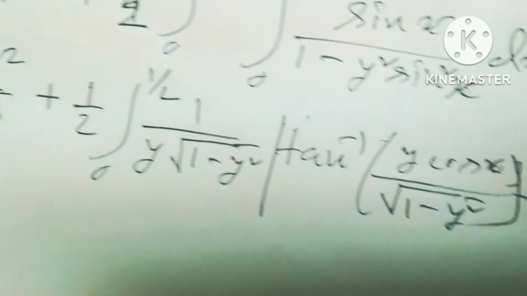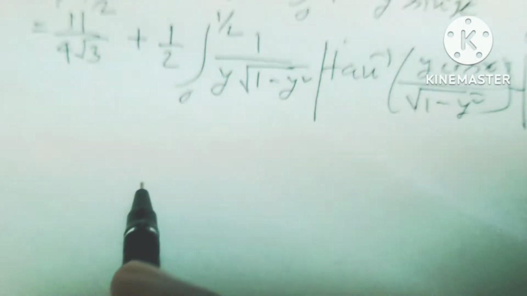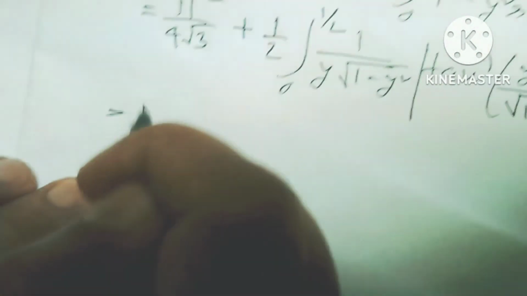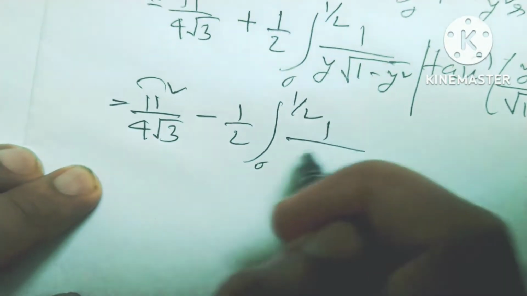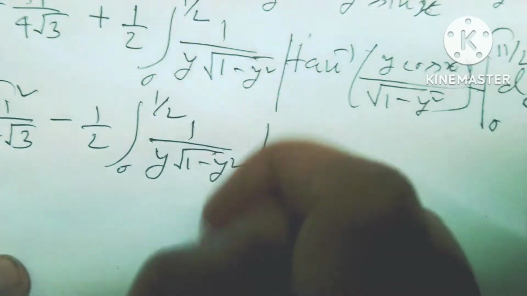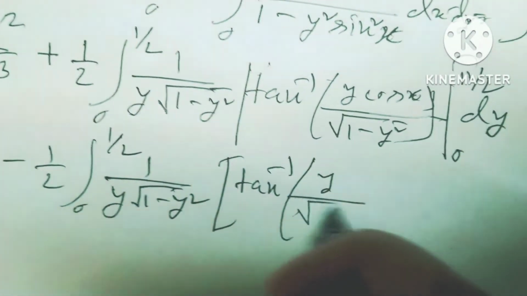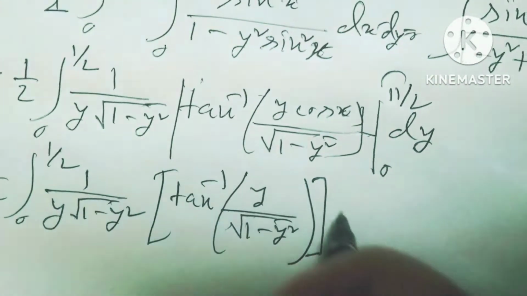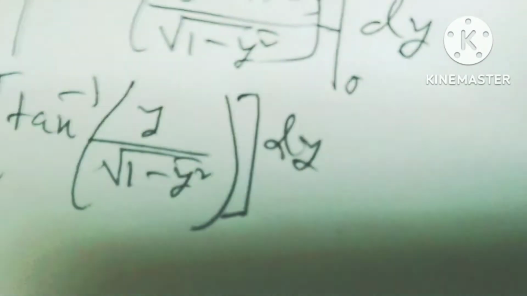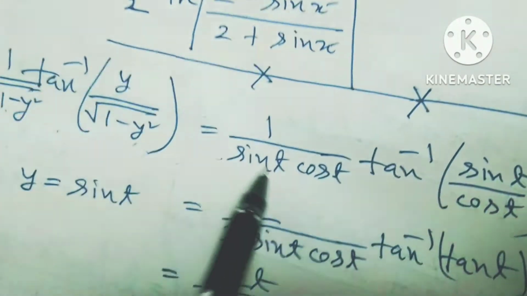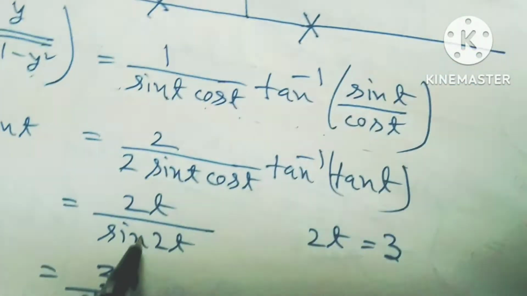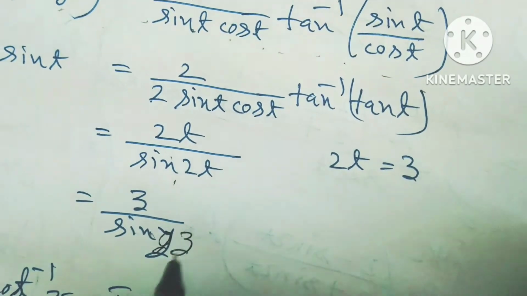I hope I can clear. Pi square by 4 root 3, half into y into root over y square. Now I can write this way, pi square by 4 root 3 minus half into integral 0 to half, 1 by y root over 1 minus y square into tan inverse y divided by root over 1 minus y square dy. Next friends, we take y is equal to sin t, and check this is the calculation. If I put y is equal to sin t, then I get tan inverse of sin t cos t, and I get 2t by sin 2t, that is z by sin z, if I write.